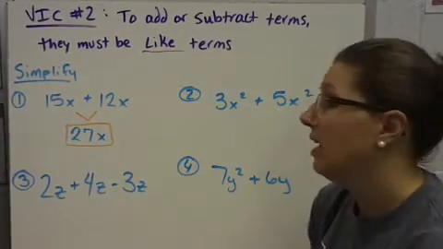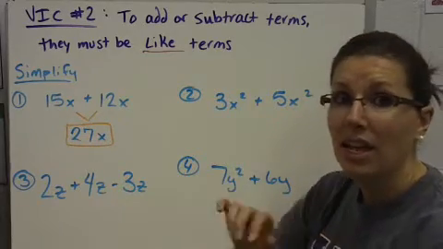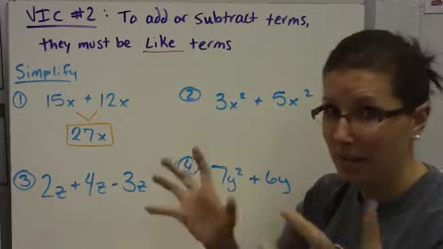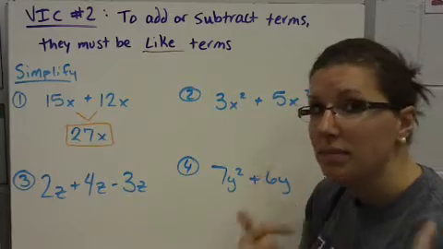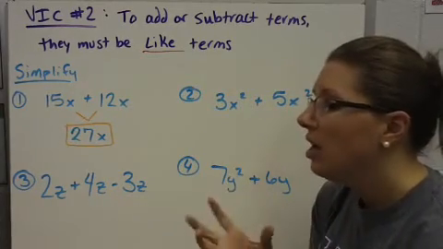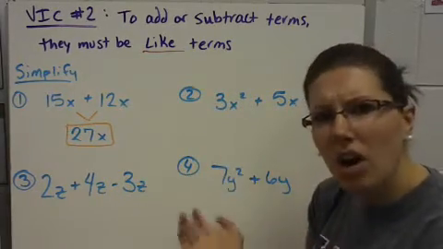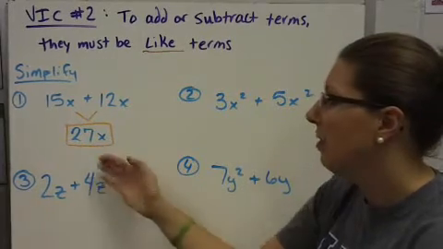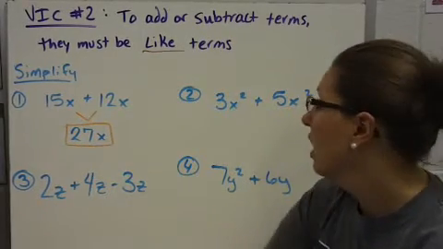Sometimes the way I read this is I say, if I have 15 x's and I want to add 12 x's, how many x's do I have altogether? Sometimes I say that in my head just so I can understand that, hey, I'm dealing with all of the same item here. So my final answer, 27x.